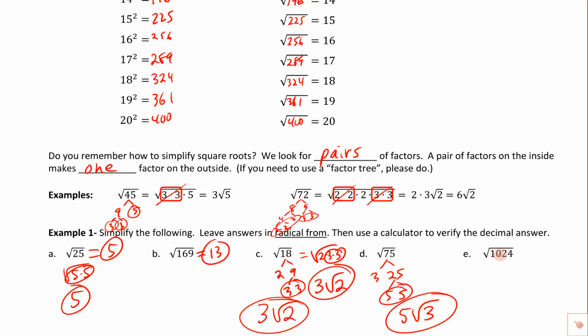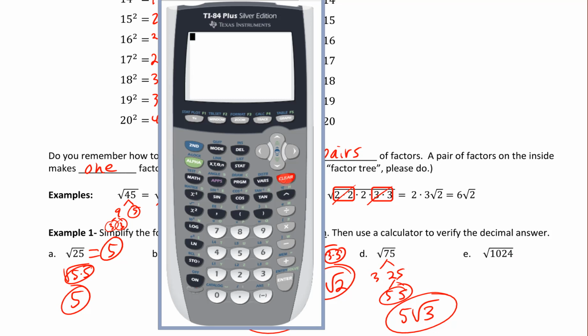And then let's take a look at this 1024. So I'm going to grab the calculator. I'm hoping this works out well, but I'm going to use the calculator to kind of factor this. So let's take a look. I'm going to clear this off, and we're going to put in 1024, and I notice that's even. It ends with a 4, so I'm going to divide by 2. Hit enter. That would be 512.